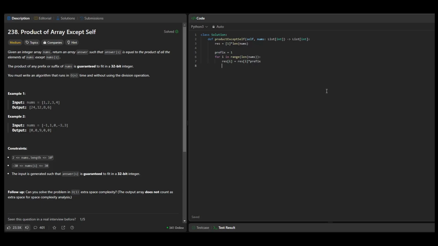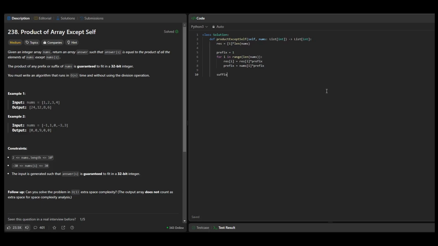Once we are done storing the value of prefix, let's increment the value of prefix. So prefix would become the number at this position multiplied by prefix. So when we are at i plus 1, the prefix we take also includes the number i. Sorry, it would be prefix, not nums. So nums i multiplied by prefix. This should be good for prefix.